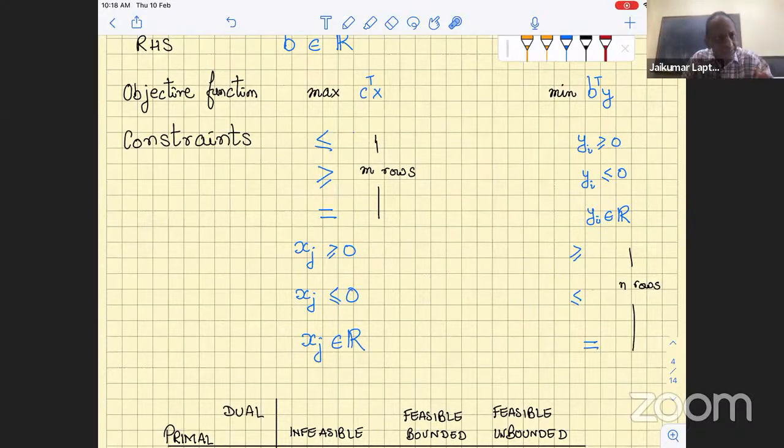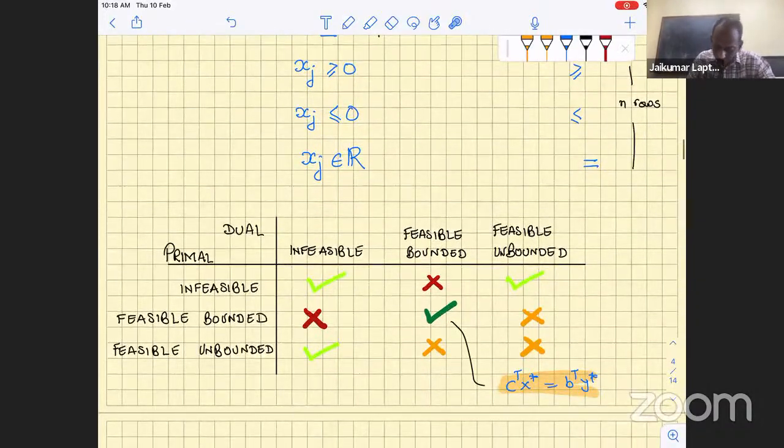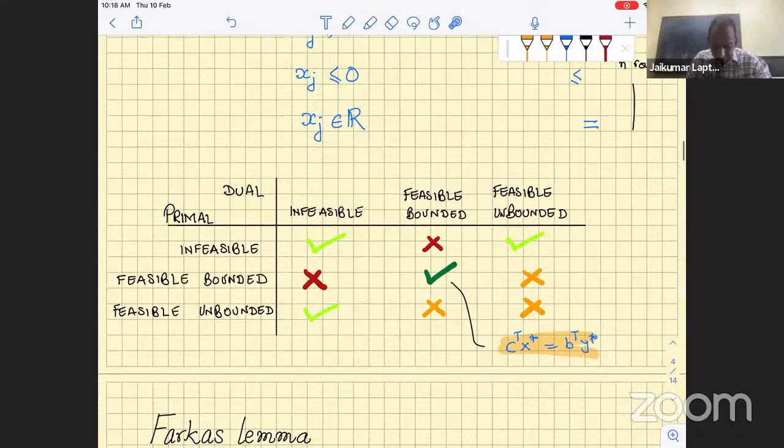Questions? Okay, so this is just a mechanical process of obtaining the dual from the primal. Now, what all can happen? If you look at the primal, it could be infeasible, or it could be feasible and bounded, or it could be feasible and unbounded. Now, look at this case.